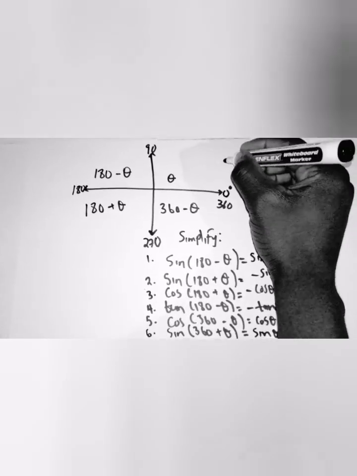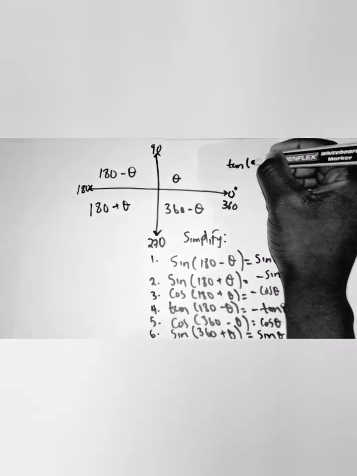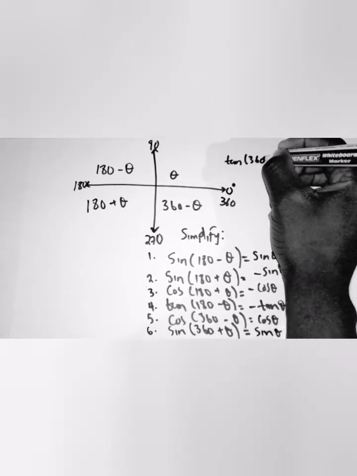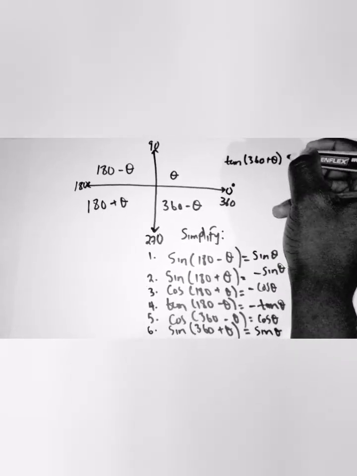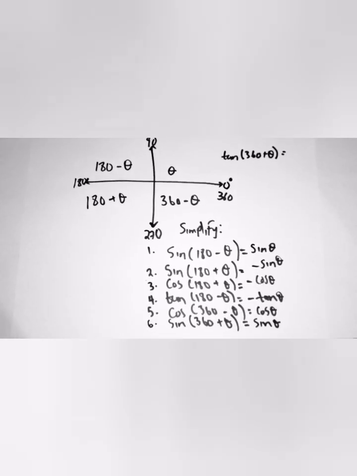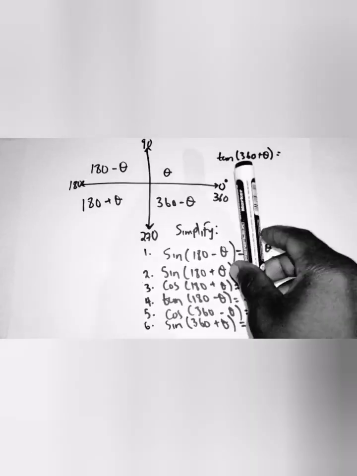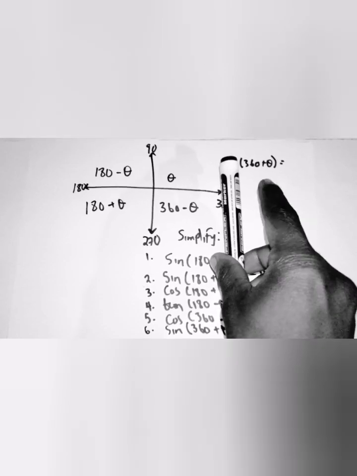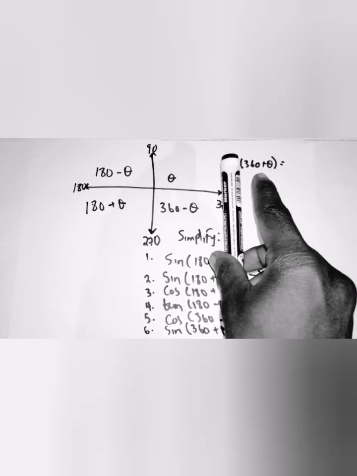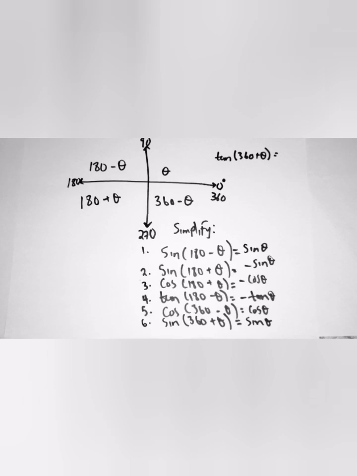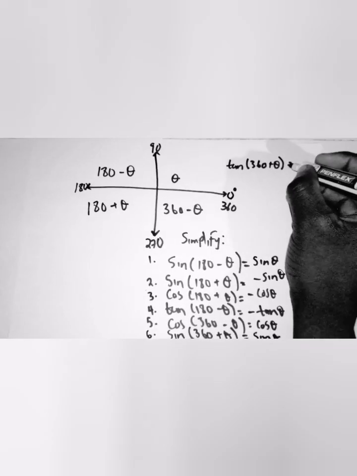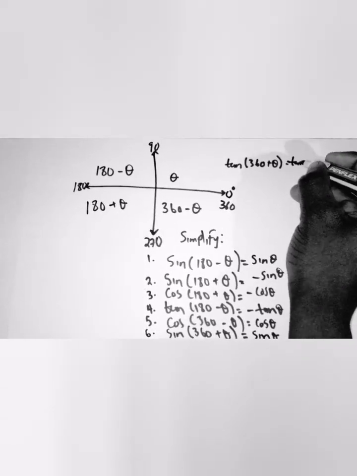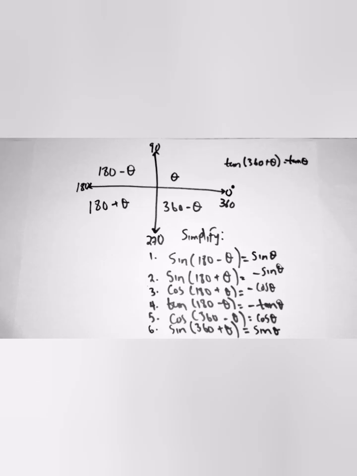Okay, now let me write this one here, tan of 360 plus theta. Now we'll have a positive tan theta. Why? Because when we close here, what's inside the bracket tells us about the quadrant. That's the first quadrant because it is 360 plus. As it is the first quadrant, remember, CAST, all are positive. So we'll have positive tan theta.